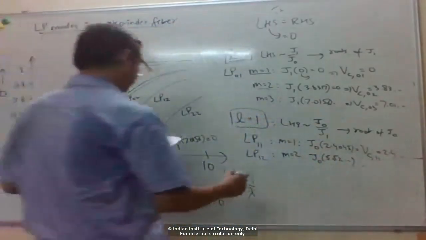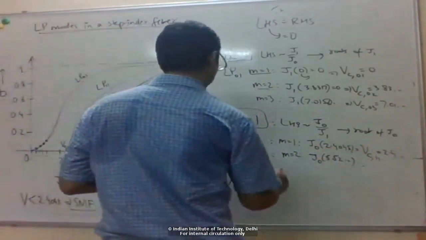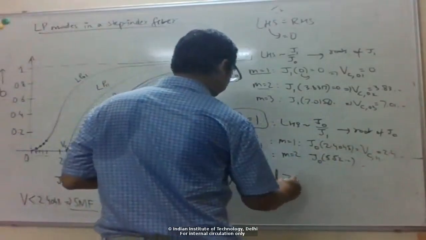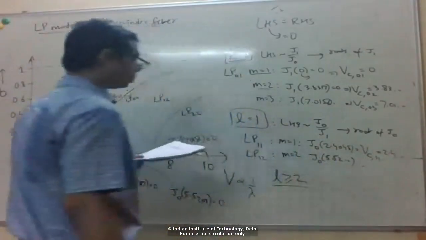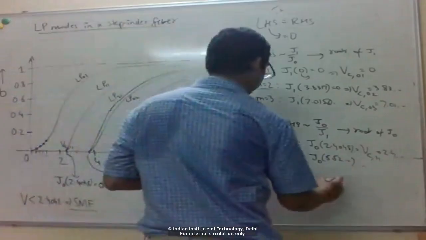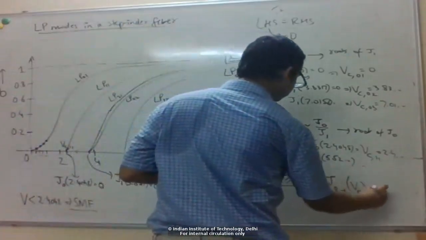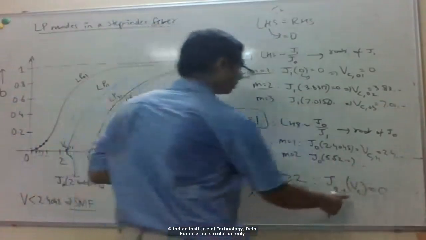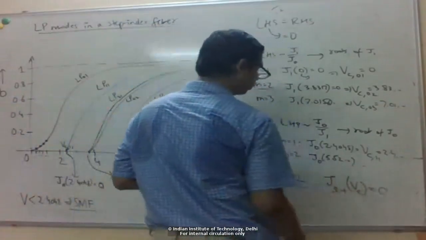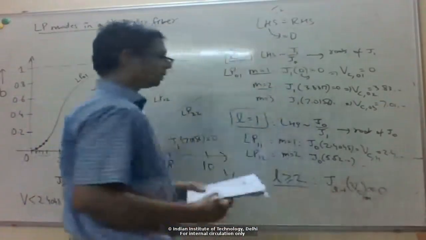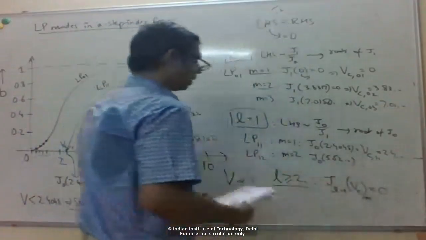So for values of L greater than or equal to 2, we just look for roots of J(L minus 1). Whenever J(L minus 1) becomes 0, that gives me the cutoffs. For the mth mode, the mth root will give me the cutoff.